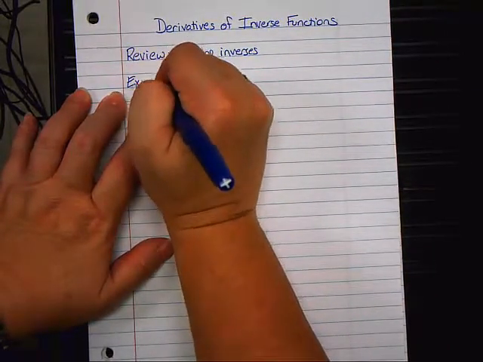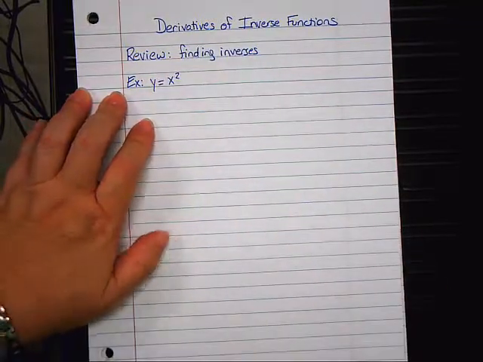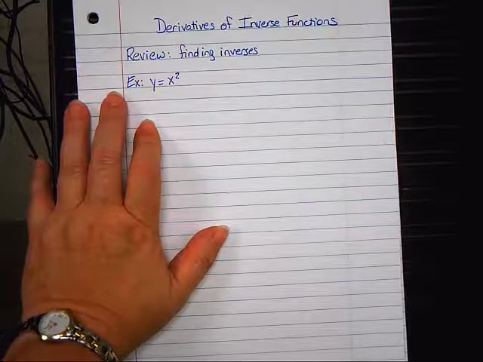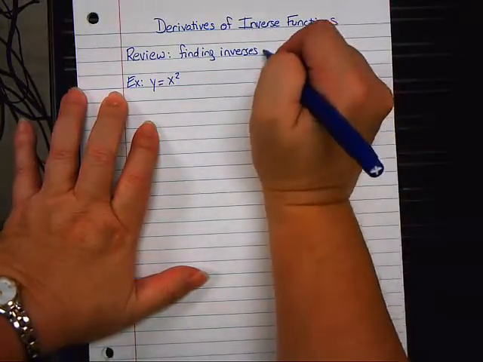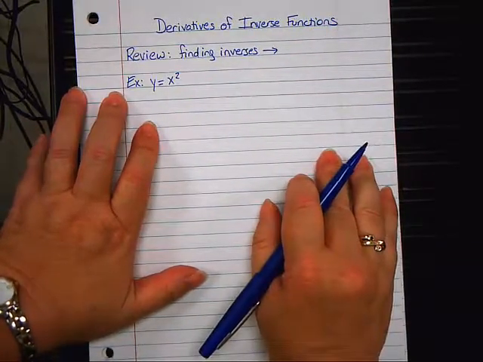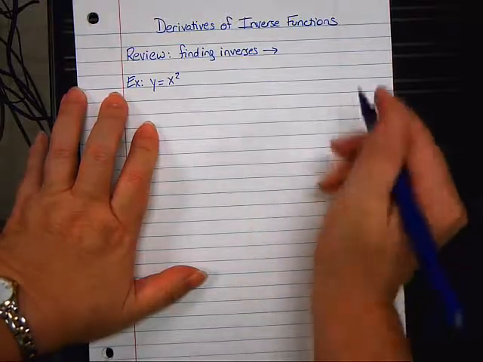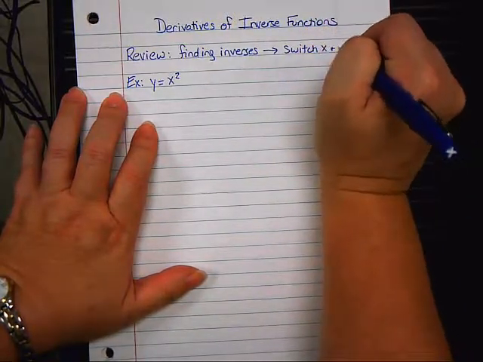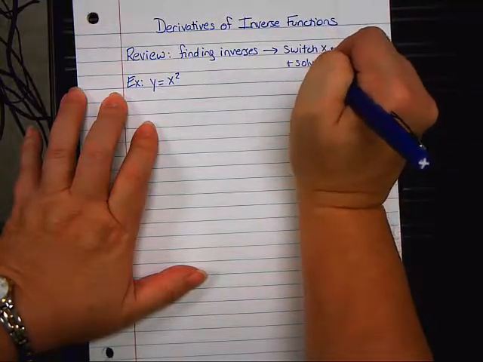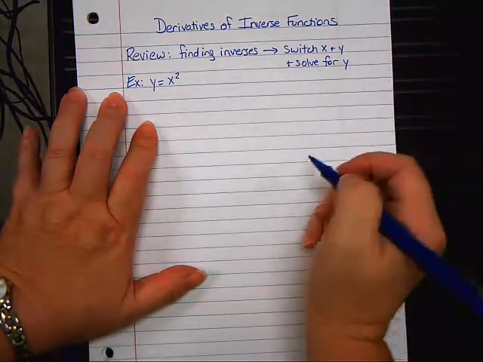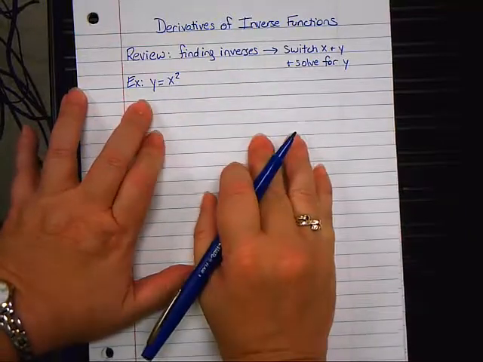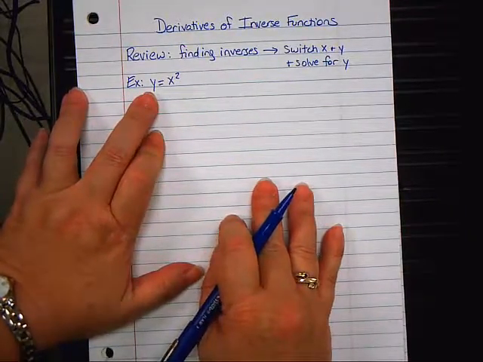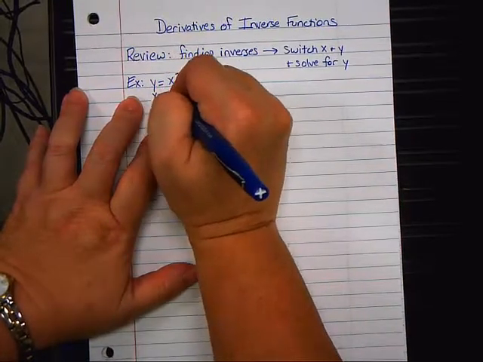The function is y equals x squared. About as simple as you can get. Okay, how do you find the inverse of a function? Switch the x and y, and solve for y. Okay, so let's do this one. So if the function is y equals x squared, it would be x equals y squared.